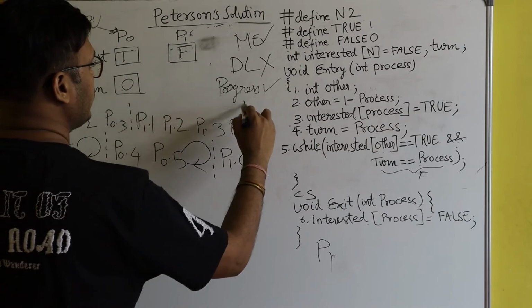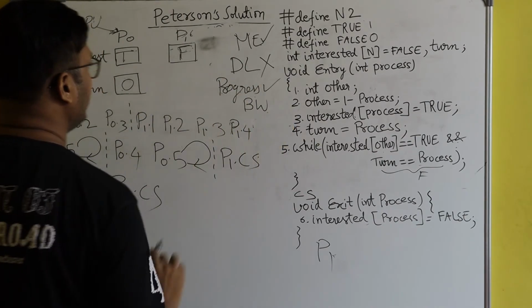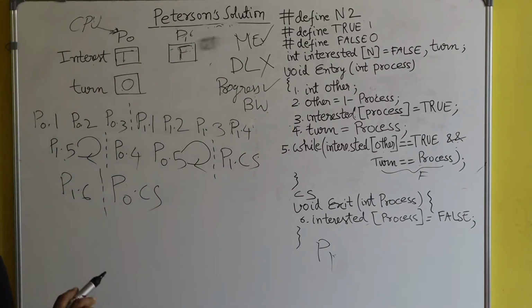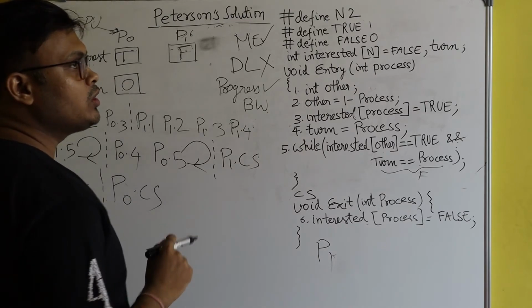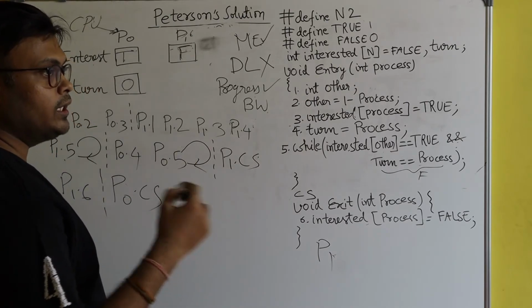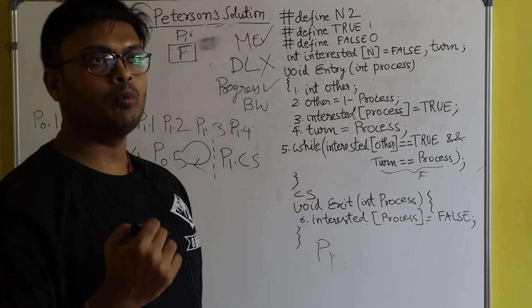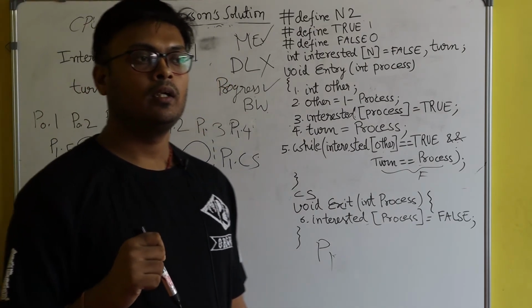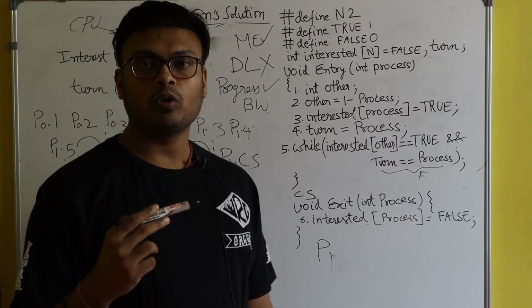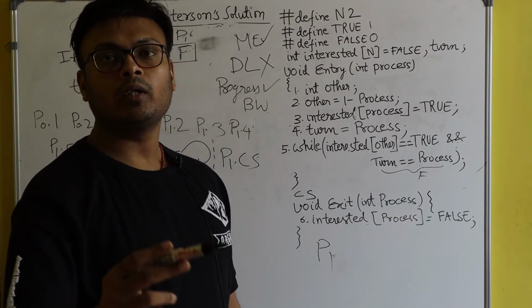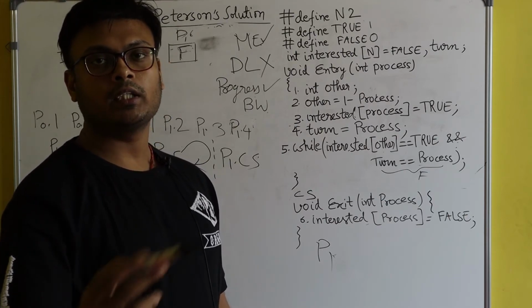So now we are going to check bounded waiting, whether bounded waiting is there or not. Bounded waiting means what? If one process is trapped in the while loop, and the other process is inside the critical section, it means the trapped process is waiting for the other process to come out from the critical section so that it will get the chance.